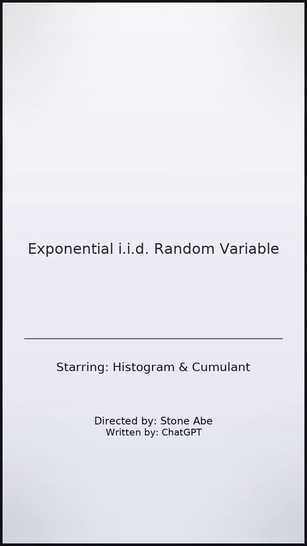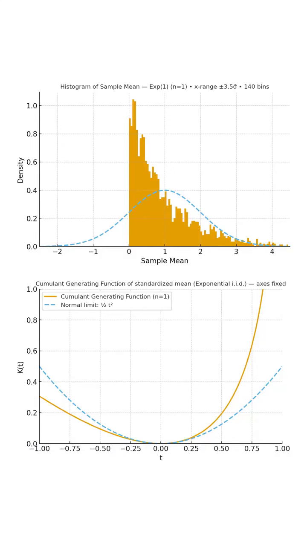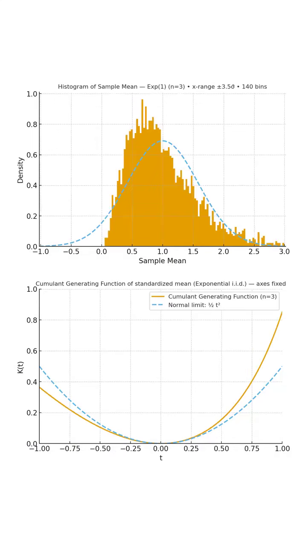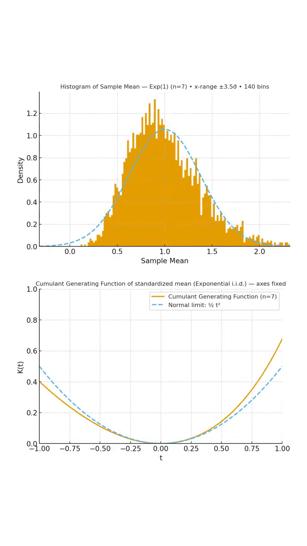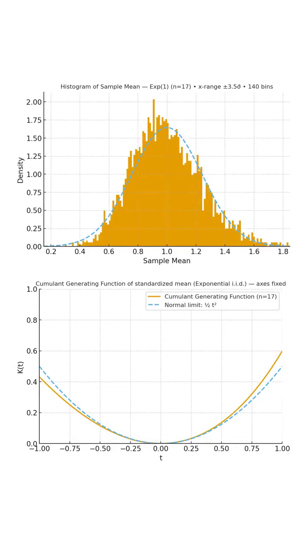In the case of example 1, when we average n copies, the mean stays near 1, and the spread shrinks like 1 over square root of n. Watch the histogram in yellow unskew and settle onto the dashed bell curve. Meanwhile, the curve below bends toward 1/2 t squared.